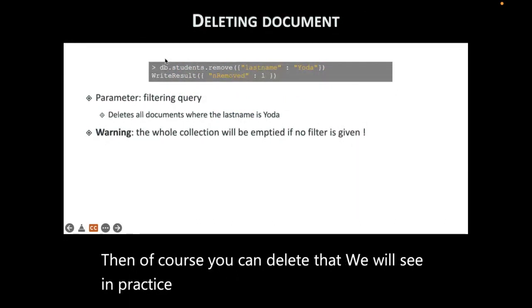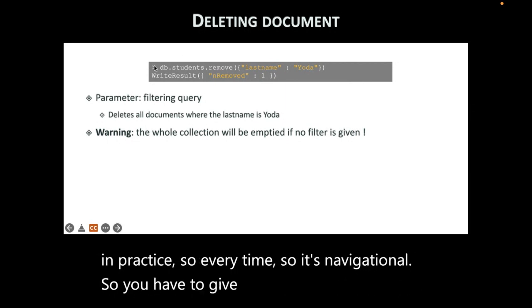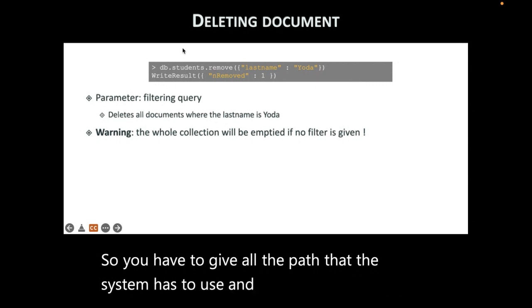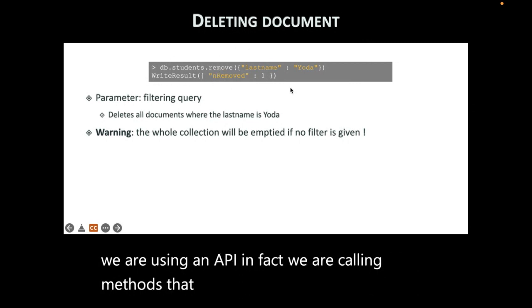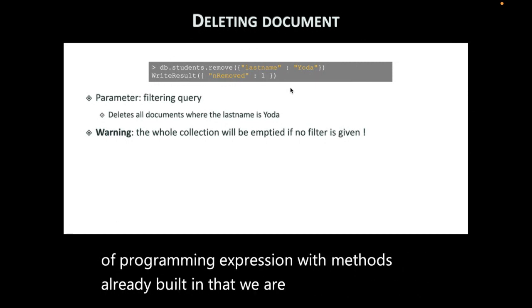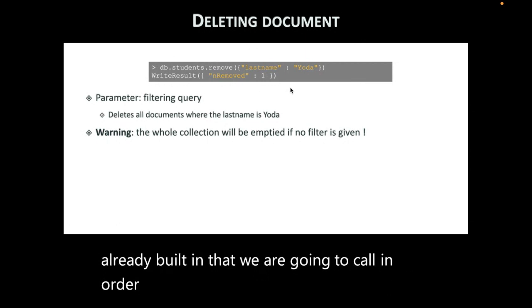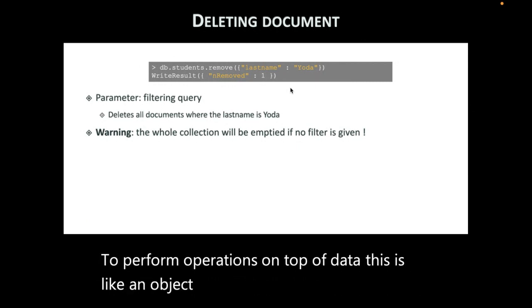So every time, it's navigational. So you have to give all the path that the system has to use, and then it's an API. Since we are using an API, in fact, we are calling methods that have parameters. Okay, so it's a sort of programming expression, but with methods already built in that we are going to call in order to perform operations on top of data. This is like an object-oriented thing. No?